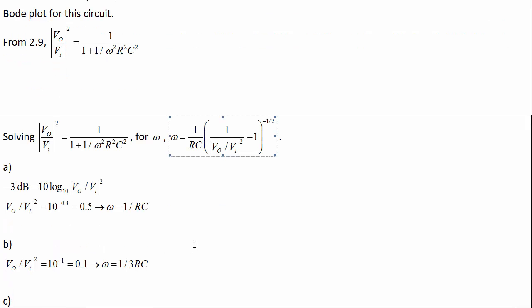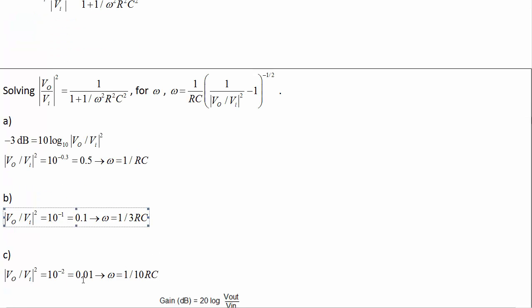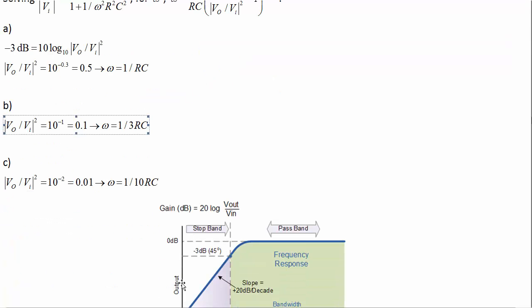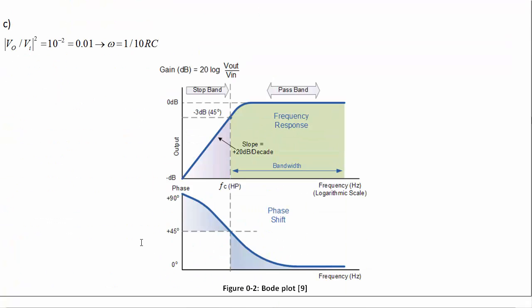Repeating for the next ones is pretty trivial at this point. Omega is 1 over 3 RC for a factor of 10 attenuation, and for a factor of 100 attenuation omega is 1 over 10 RC. Plotting this, we can talk about the 3 dB frequency. The 3 dB frequency is a characteristic of where the filter starts to cut off.